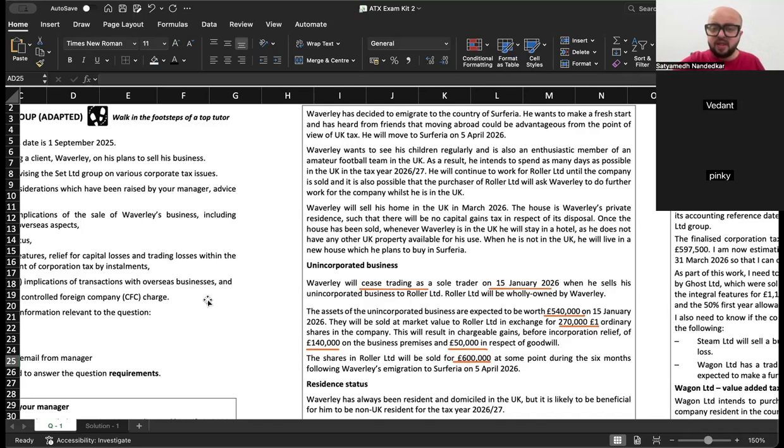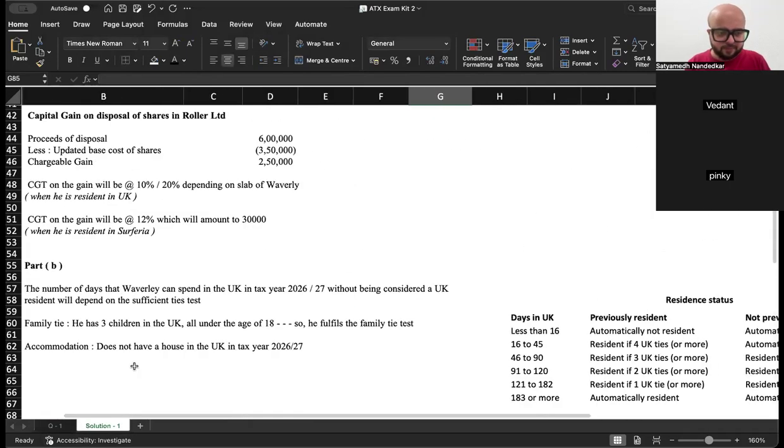I don't see he will continue to work for Roller Limited until the company is sold, and it is possible that the purchaser of Roller Limited is likely to ask him to do further work for the company while he is in the UK. So just mention that if he works in the UK for 40 days or more, he will fulfill the work wala condition. ठीक है.